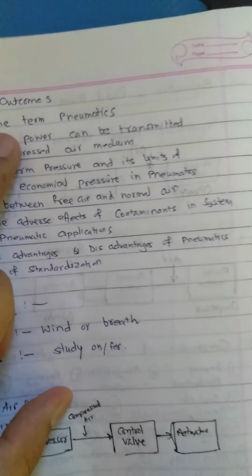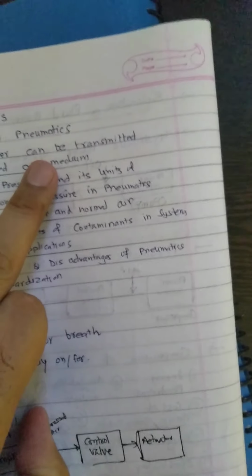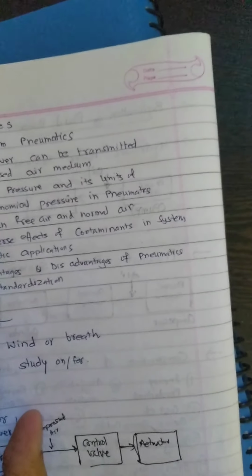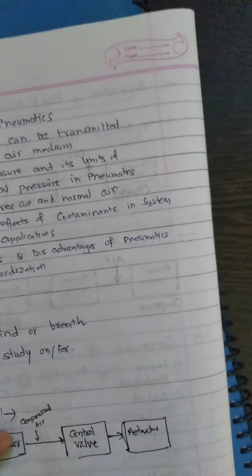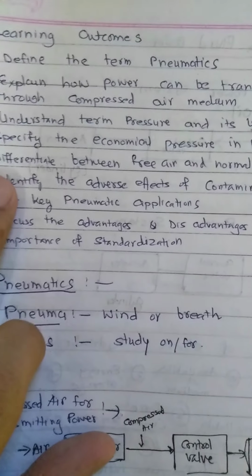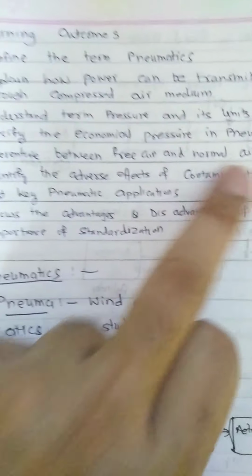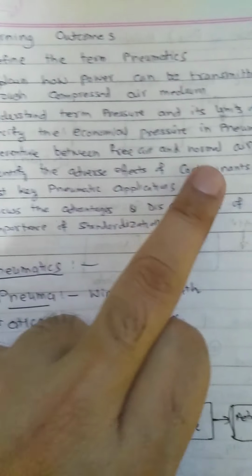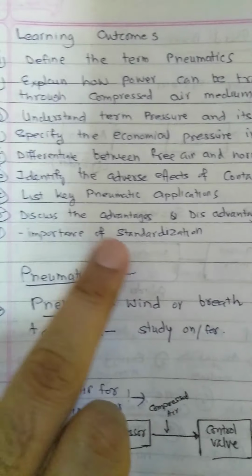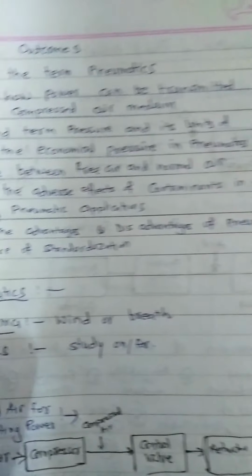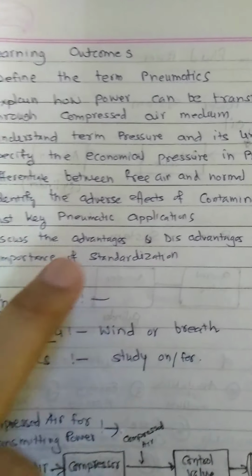So in this lecture we have gone through the following: defining the term pneumatics, explaining how power can be transmitted through a compressed air medium, understanding the term pressure and its units, specifying the economical pressure in pneumatics, differentiating between free air and normal air, and identifying the adverse effects of contaminants in the system. Then we covered the key pneumatic applications, and we have also discussed the advantages and disadvantages of pneumatics. And at last we have seen a few standards also.